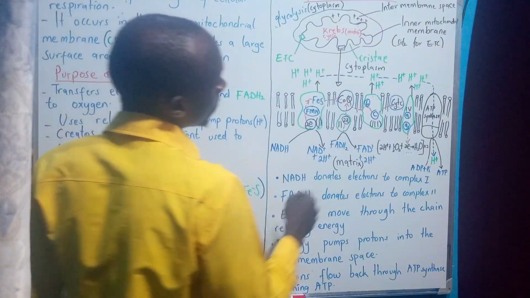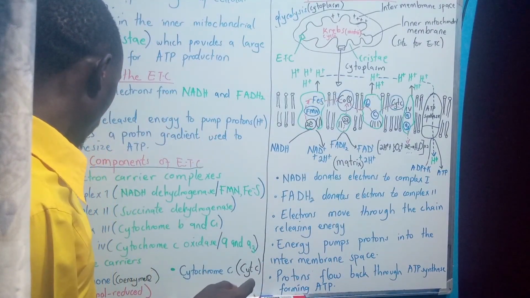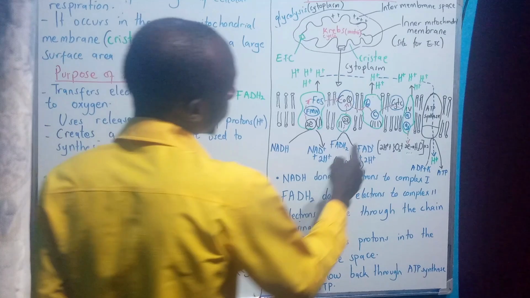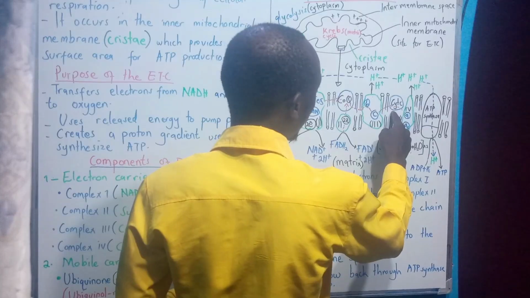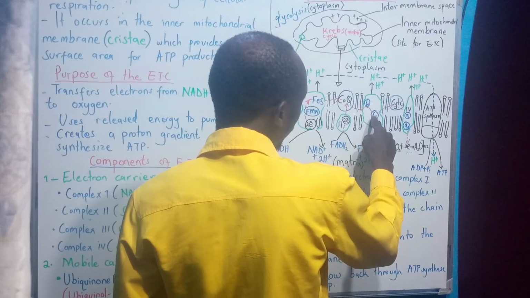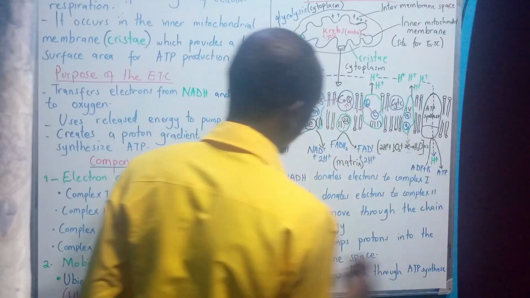So from ubiquinone, of course, we know that the reduced form of ubiquinone is ubiquinol. So we can look at cytochrome C. Cytochrome C is another mobile carrier. So this cytochrome C is going to be receiving an electron from complex number 3 to complex number 4.